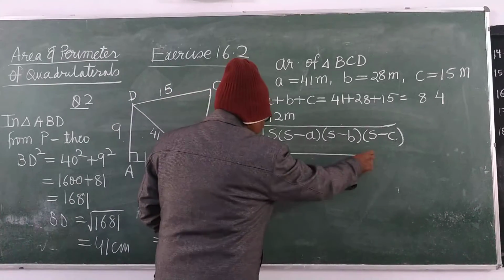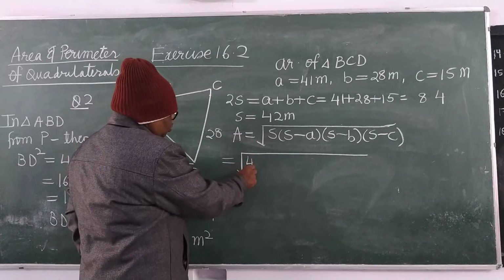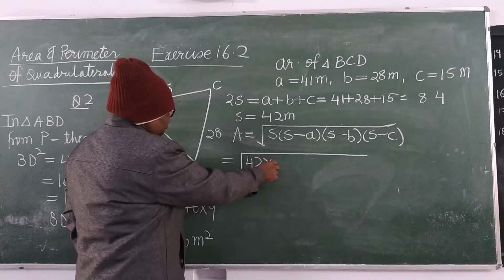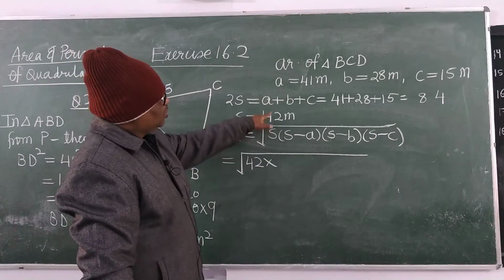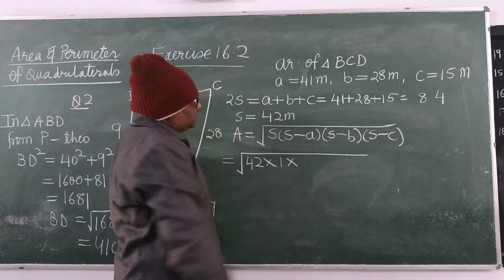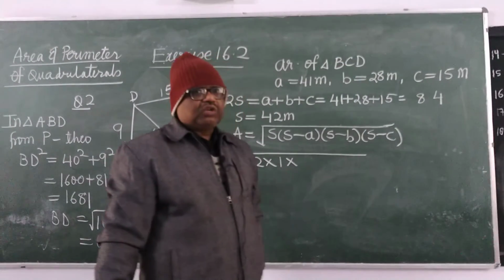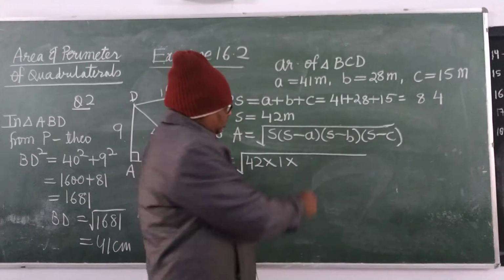You can write the intermediary steps. S is what? 42. Then S minus A, 42 minus 41, that is equal to 1. Then S minus B, 42 minus 28, is 14.